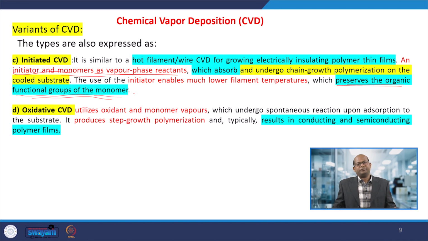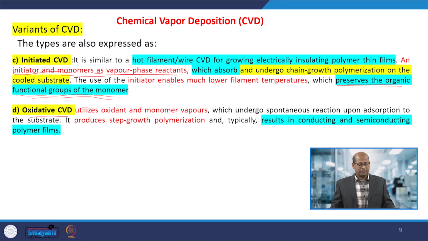So the monomers consist of a specific type of functional groups that we can preserve. Over the cool substrate surface, the films form by chain growth polymerization, so they would be deposited there. Okay. And then oxidative CVD, this is also another kind of CVD.